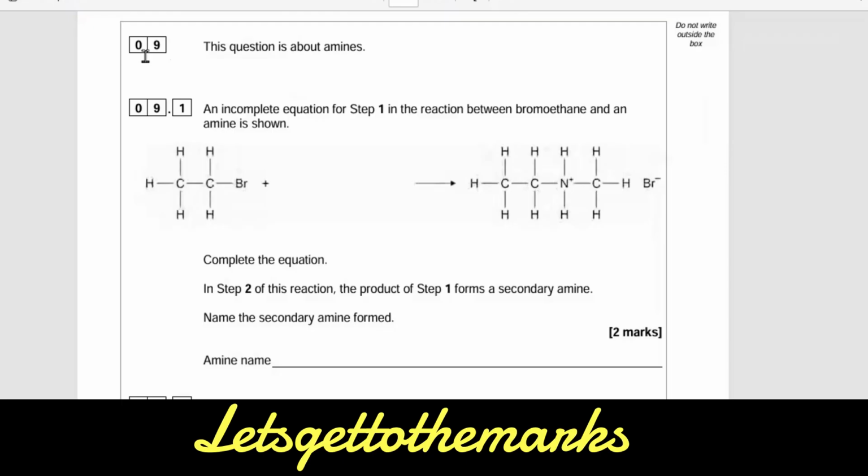This question's about amines. 9.1. An incomplete equation for step 1 in the reaction between bromoethane and an amine is shown. Complete the equation. In step 2 of this reaction, the product of step 1 forms a secondary amine. Name the secondary amine formed. So these two little bits are worth 2 marks.